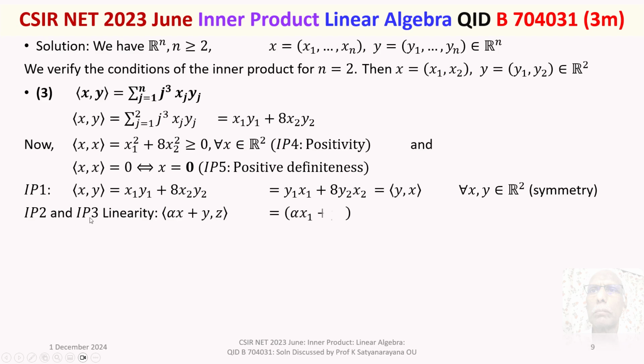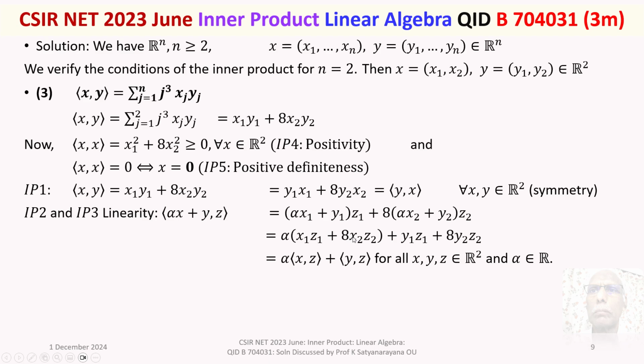Move on to IP2 and IP3. They are put together as linearity. So let us test for alpha x plus y comma z. That is equal to, if you use the definition, alpha x1 plus y1 multiplied by z1 plus 8 times alpha x2 plus y2 into z2. Now expand. So this is to take the alpha common, alpha times x1 z1 plus 8 x2 z2 plus y1 z1 plus 8 y2 z2. And what is this? This is alpha times x comma z plus y comma z. So for all x, y, z belongs to R square and alpha belongs to R, thus the linearity condition is also satisfied.